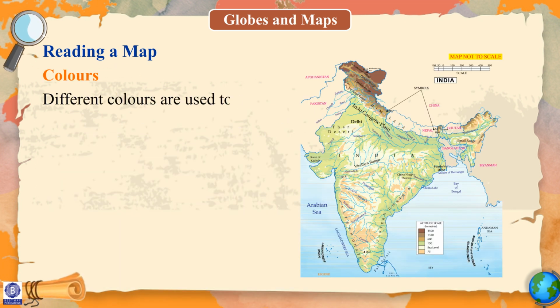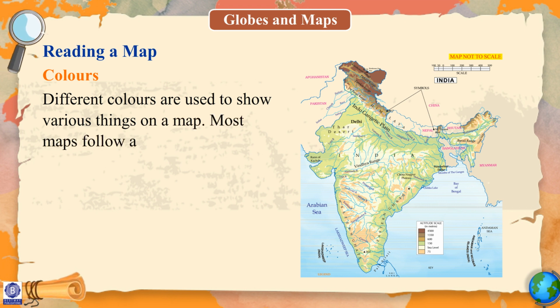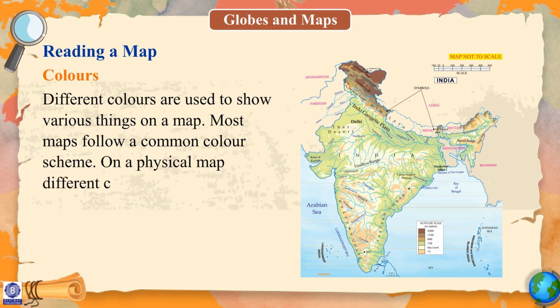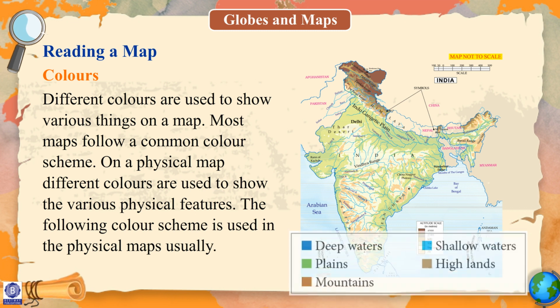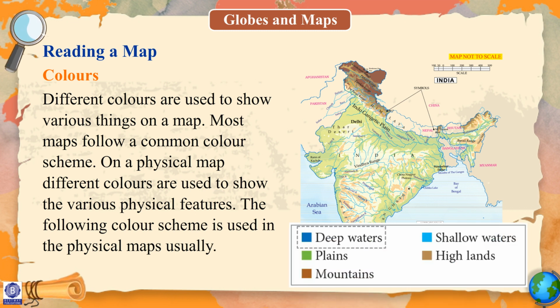Colors. Different colors are used to show various things on a map. Most maps follow a common color scheme. On a physical map, different colors are used to show the various physical features. The following color scheme is used in the physical maps usually: dark blue, deep waters; light blue, shallow waters; light green, plains; light brown, highlands; dark brown, mountains.